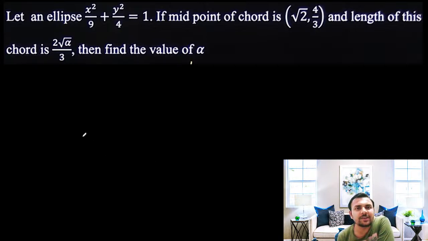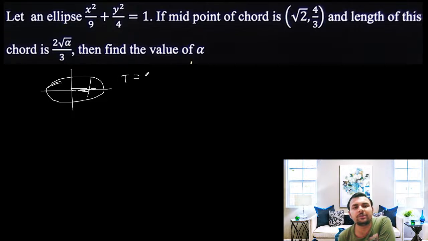If an ellipse x square by 9 plus y square by 4 equal to 1, the midpoint of the chord is this, then the length of the chord. Okay, this we solved in a previous question. Such a question has come previously. So we had to do some calculation. The midpoint was given, so we got T equal to S1 as the equation of chord.